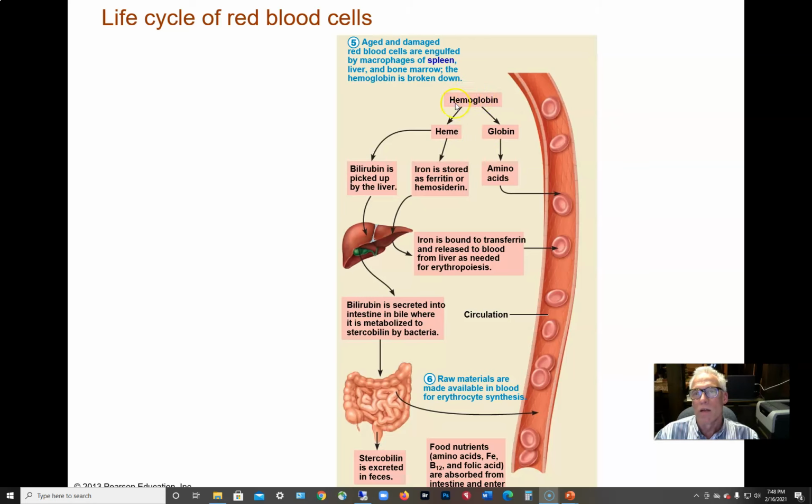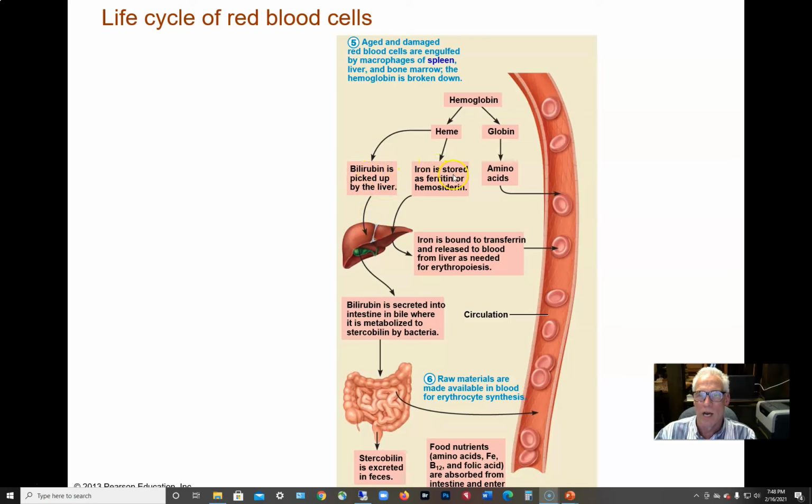So if you remember back to our discussion of hemoglobin complex, there's 4 globin chains. Well, those are proteins, and they're reduced back down to amino acids in the macrophages, and those amino acids are released back into the blood for use by all your cells in your body to make proteins. The heme complex, the red pigmented heme, is separated into an oxidized form called bilirubin. It's a yellow-green pigmented color, and the iron atoms.